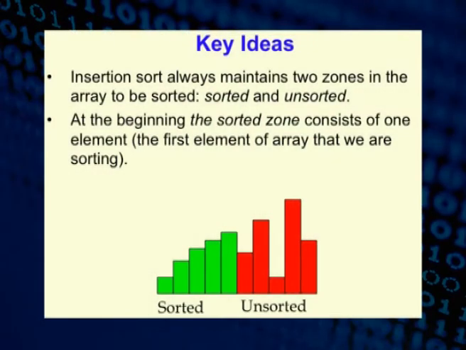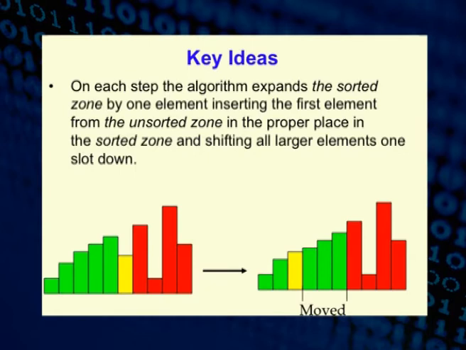Key ideas of insertion sort. First, insertion sort always maintains two zones in the array to be sorted, sorted and unsorted zones. Second, at the beginning the sorted zone consists of one element, the first element of array that we are sorting. Third, on each step the algorithm expands the sorted zone by one element, inserting the first element from the unsorted zone in the proper place in the sorted zone and shifting all larger elements one slot down.